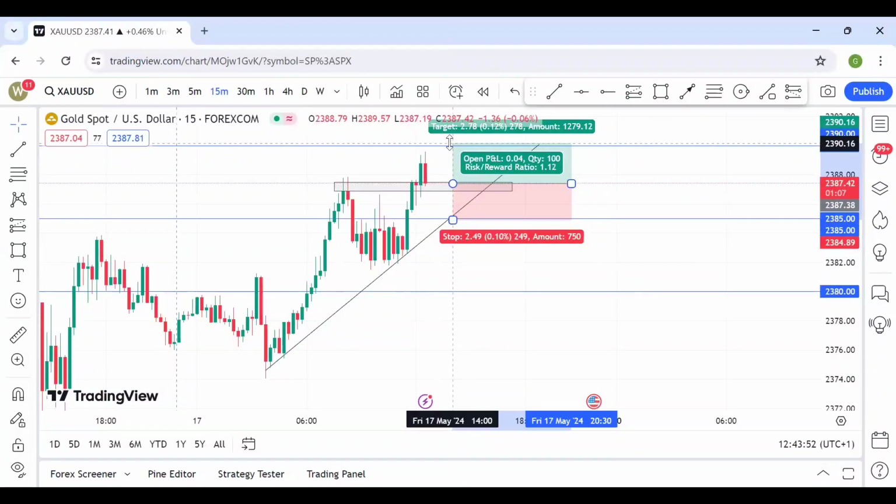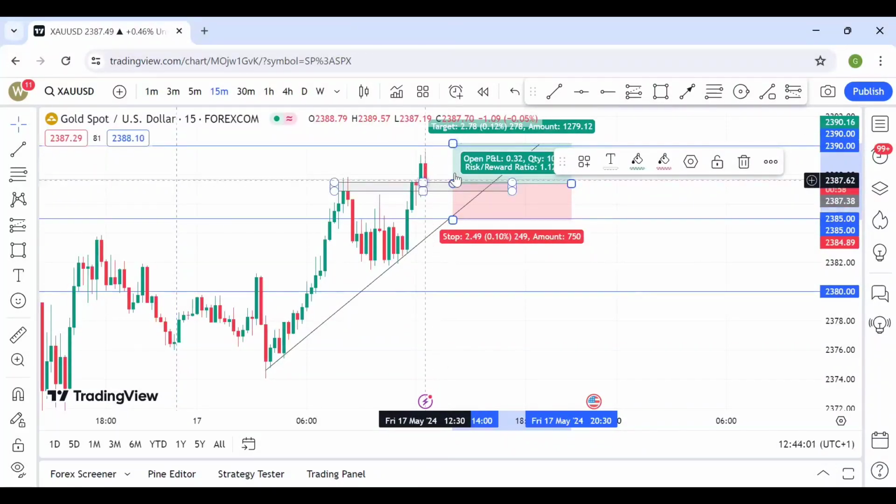This is what I'm trying to explain. We use psychological levels as the entry point, which is this, the entry point. The exit point, which is this, exit means your take profit. Then your stop loss, which is the exit, your stop levels.